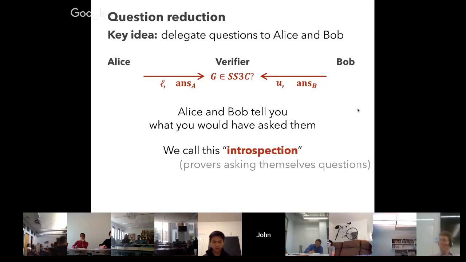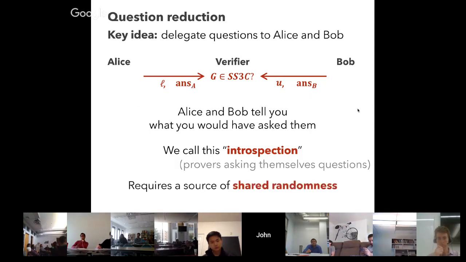We call this kind of idea introspection. This is the idea that instead of having the verifier ask the questions, we should have Alice and Bob ask themselves a question. Of course, in your mind, you're probably thinking the obvious thing, which is, why would your provers ever go along with this? Why would they ever help you out? That's a good point. They have no incentive, for example, to sample the correct line L and the correct point U. I'll talk about this more in the next few slides. But what's the most basic thing that you would need to even allow them to do this? It requires them to have some sort of shared randomness. They need shared randomness so that they can sample these correlated lines and points.